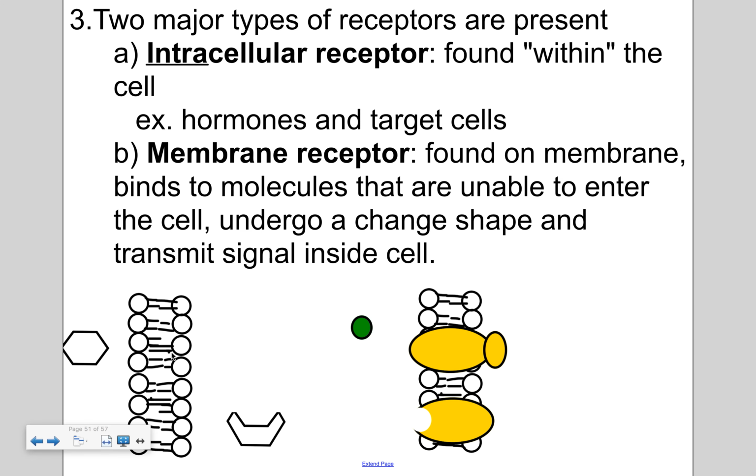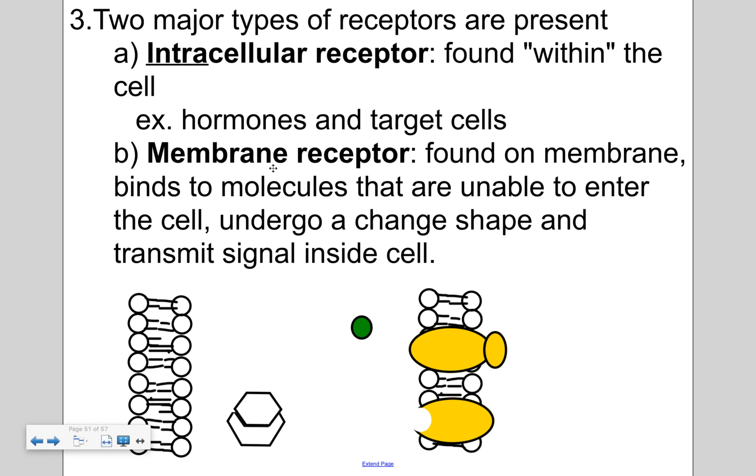All right. Finally, there are two major types of receptors present in cells. And the first one's called intracellular receptor, which means it's found inside the cell. Hormones that are released by your glands look for target cells. So if this is my hormone, it's nonpolar, it's lipid. It can easily go through a cell membrane here, but it's going to find a receptor within, hence the term intracellular receptor. And then it binds and initiates that cascade chain reaction result.